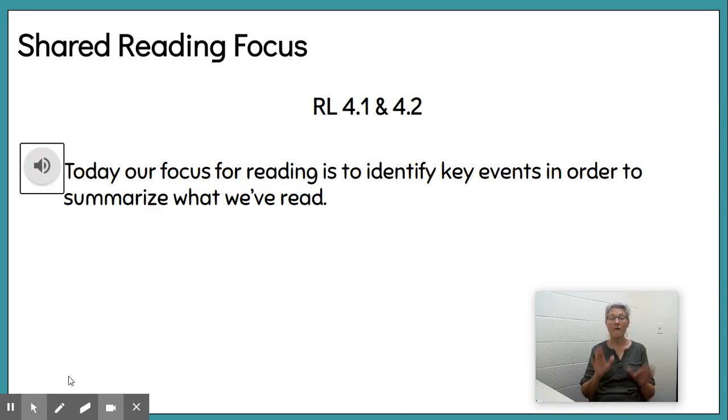Our focus for today's reading is to identify key events to help us create a summary at the end. We will continue to look for the most important details to help me understand the story.